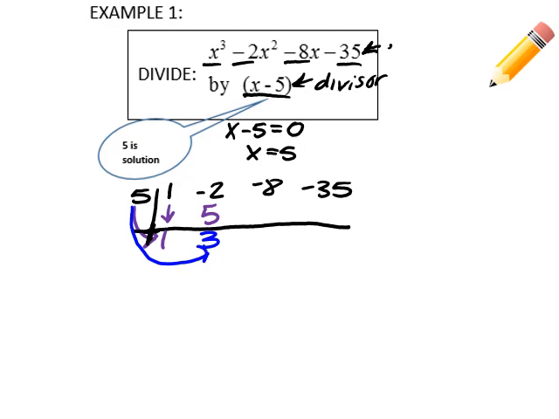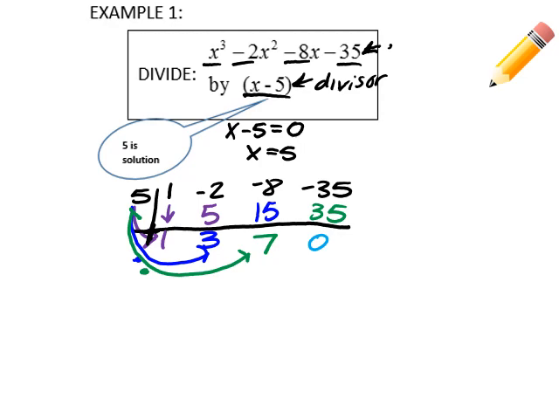Then I need to take 5 times 3. I get up to 15. Add those terms, so -8 plus 15 gets me to +7. Then I take 5 times 7, gets me to a +35. Add those terms, and I end up at 0.